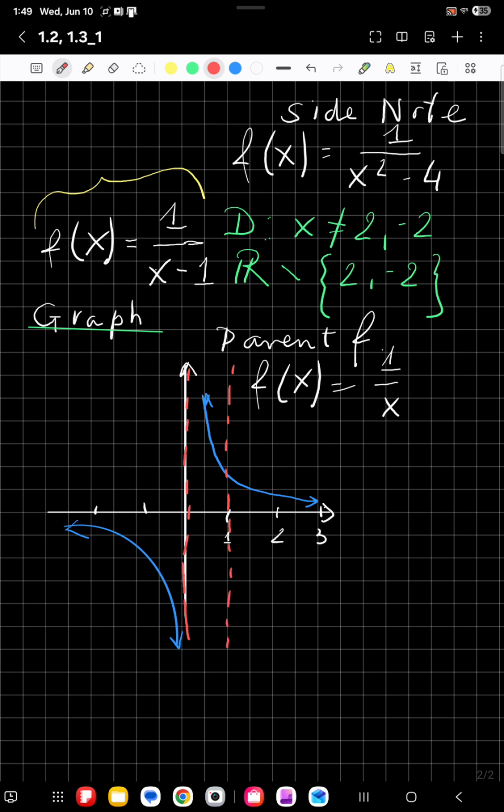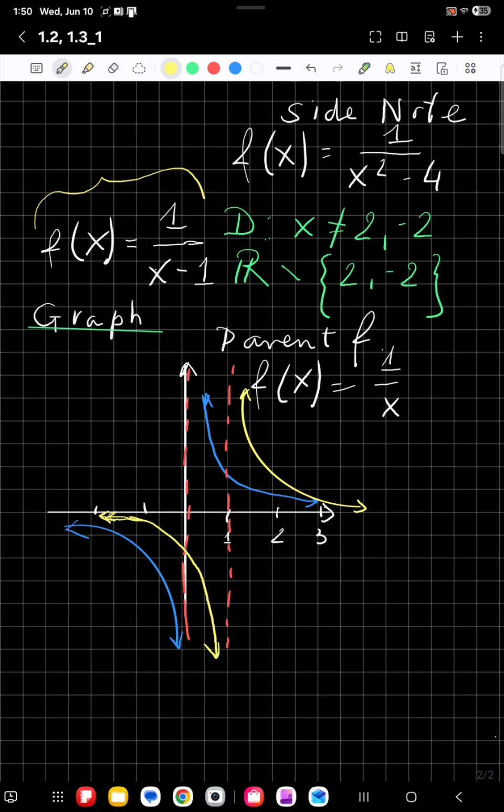So now I just take my graph and shift the whole graph to the right. Same shape, and I'm just shifting it to the right. And so this is that upper branch, and now that lower branch will be here. It's not perfect, but it is what it is.